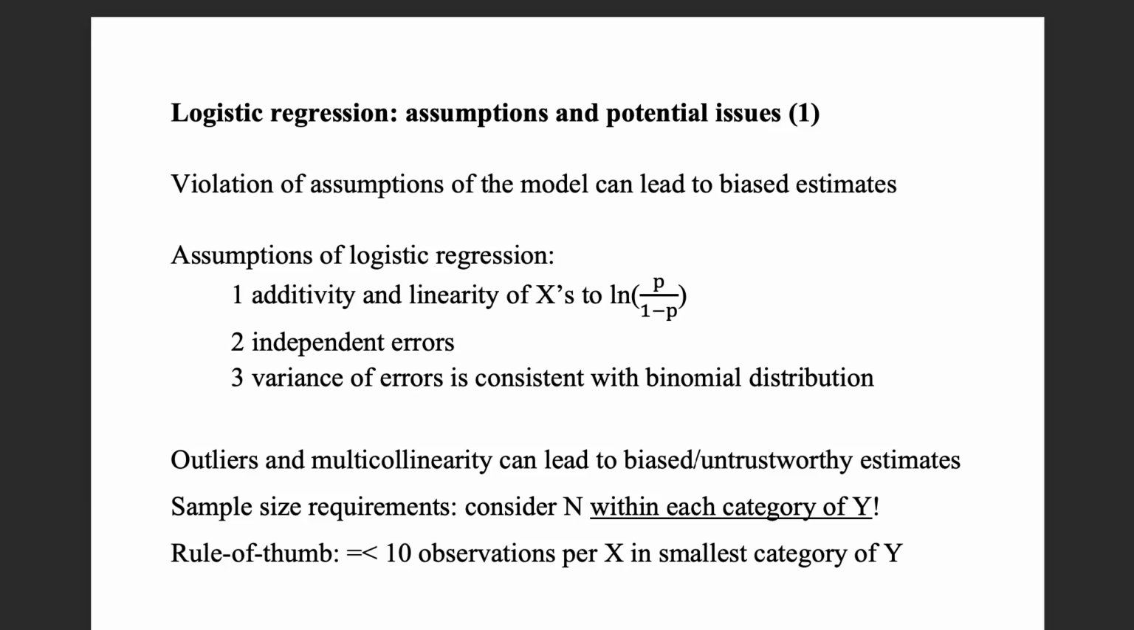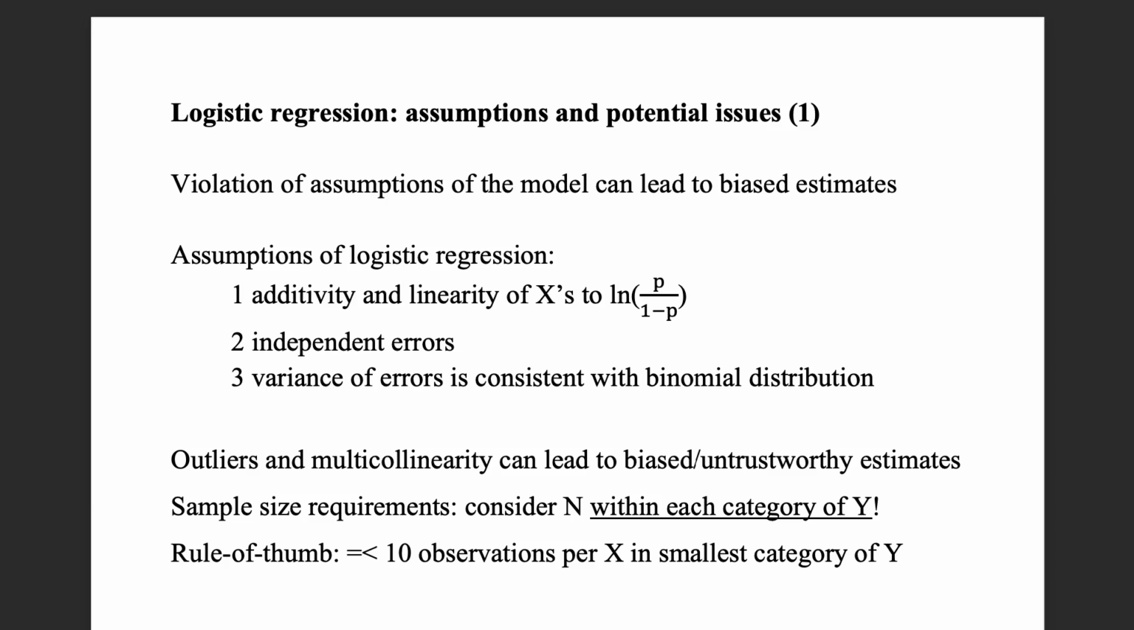That is a rule of thumb that you can follow. But again, it's just a rule of thumb, so sometimes you need more than that number of observations to get reliable estimates. And sometimes, even if you have a smaller amount of observations per X variable in the smallest category of your dependent variable, you might still have decently reliable estimates. So this is just a general rough rule of thumb.